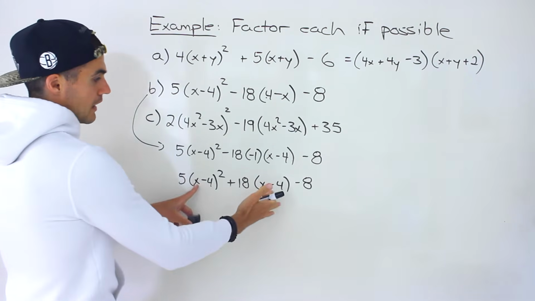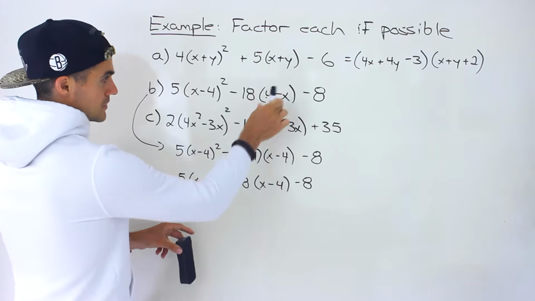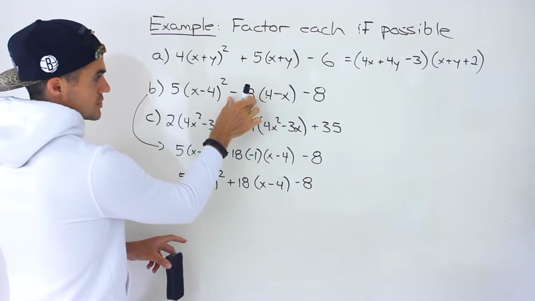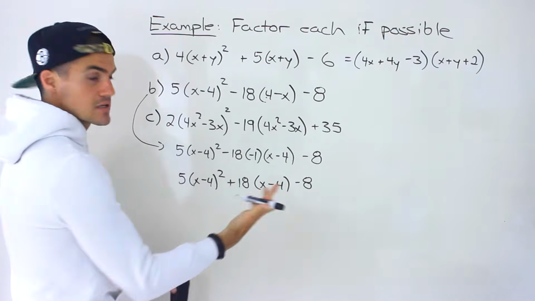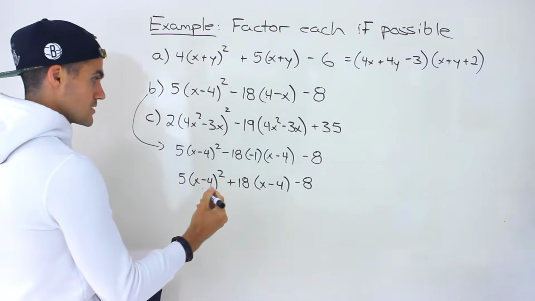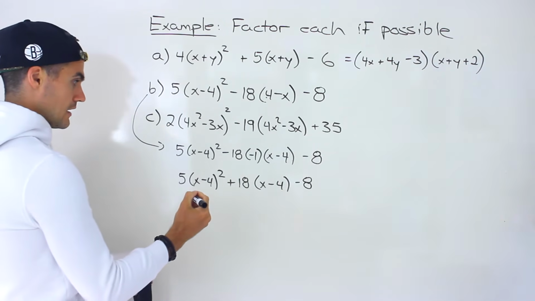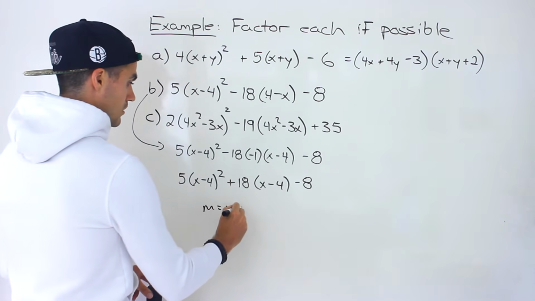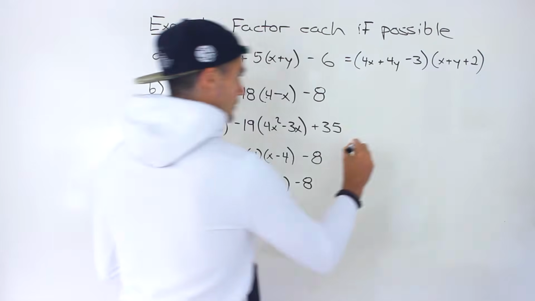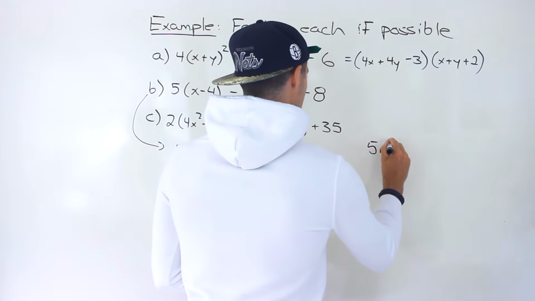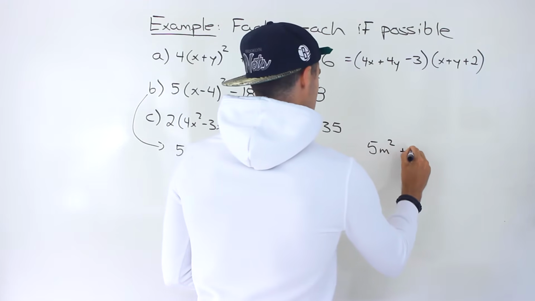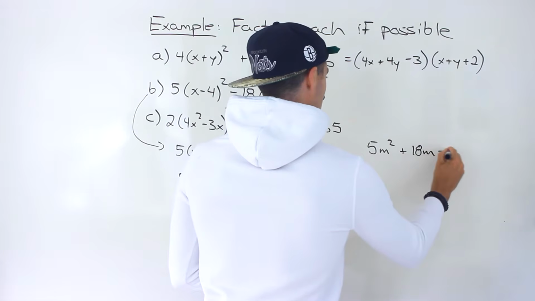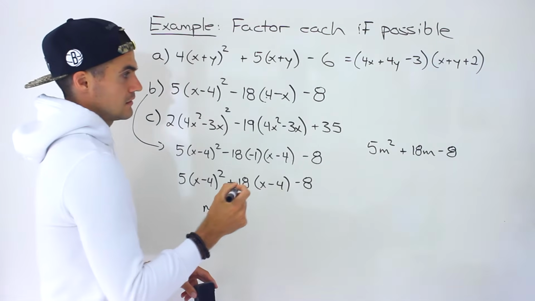And now we got these same brackets. So basically all we did, we took a negative 1 out of this, changed it to positive 18, and then it becomes an x minus 4. So now let's bring in that variable, let m equal x minus 4. So rewriting this with that variable, we'll have 5m squared plus 18m minus 8, like that.